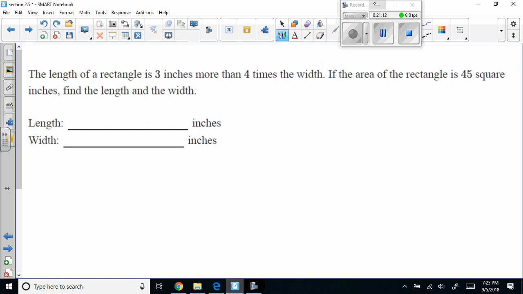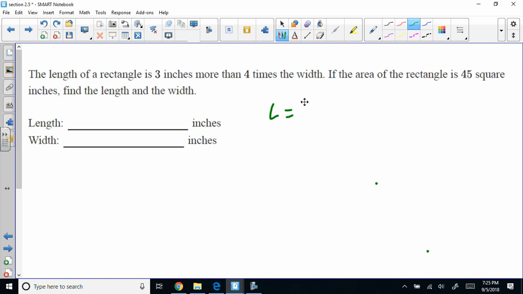All right, y'all ready? Here we go. We're going to look at a problem: the length of a rectangle is 3 inches more than 4 times the width. So what's the width? We don't have a clue, right? But we know the length is 3 more than 4 times the width, and the area happens to be, guess what, 45 square inches. So they want us to find the width and everything.